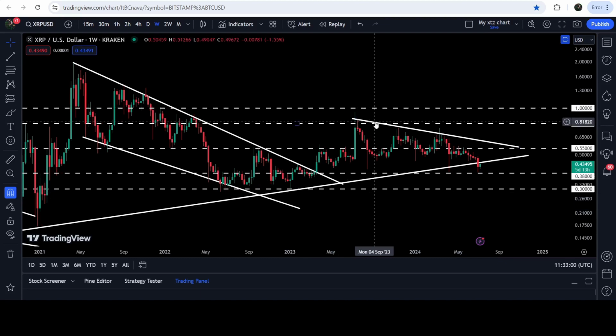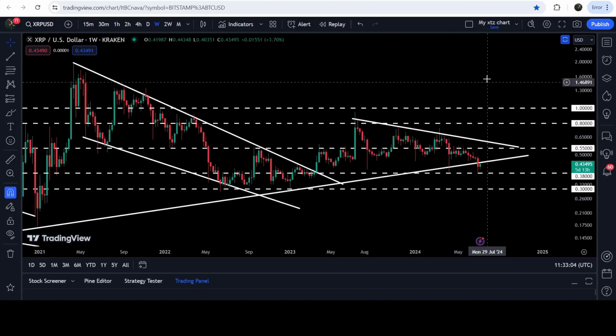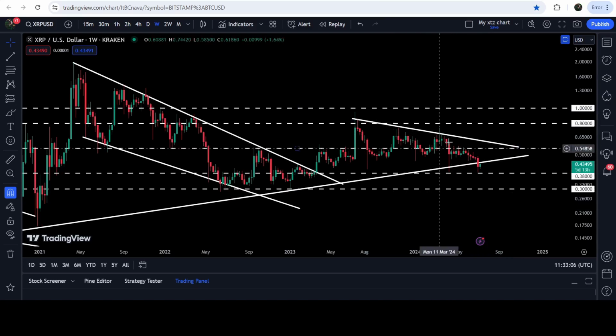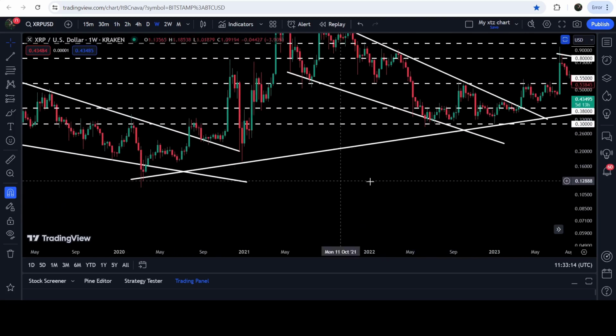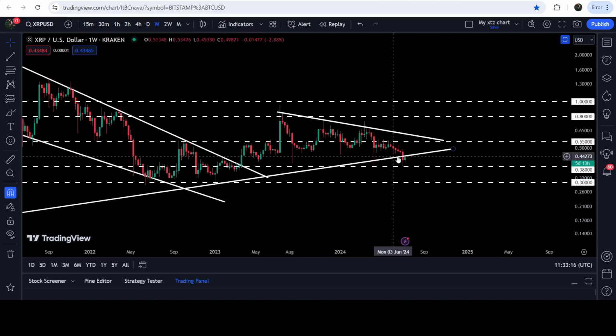Therefore, now we will need to break out this downtrend line resistance of the symmetrical triangle in order to continue this rally to the upside. But recently, unfortunately, we have broken down the support of this triangle. And this was a very long-term support coming from the month of March 2020. And now you can see that this previous candlestick is closed, and the next candlestick is trying to break out the previous support of the triangle, which is now a resistance.